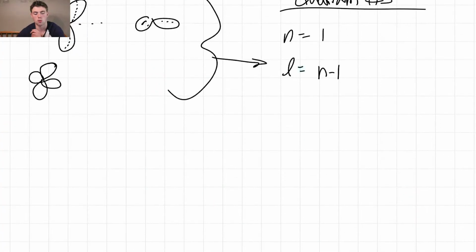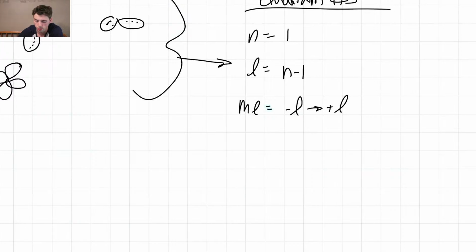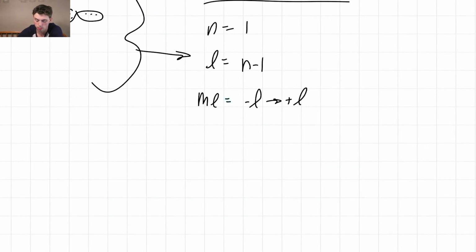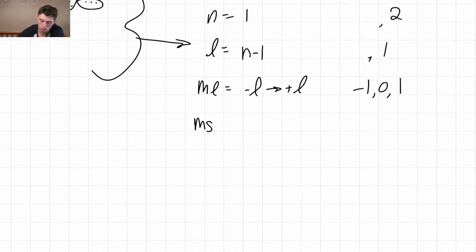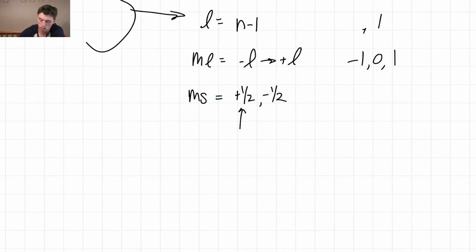And then the magnetic quantum number, that's ML. These are the three-dimensional orientations of the orbital, and it gives different values from negative L to positive L. So if I'm starting in shell 1, my L is 0, there's no ML. If my shell is 2, my L would be 1, so it goes from negative 1, 0, 1. Then MS just talks about the spin of electrons, and that's plus 1/2, minus 1/2, because electrons can be either spinning up or spinning down, and that's how they designate it.